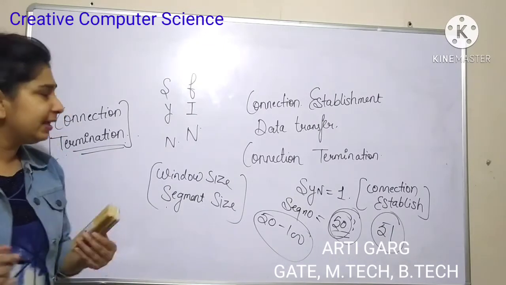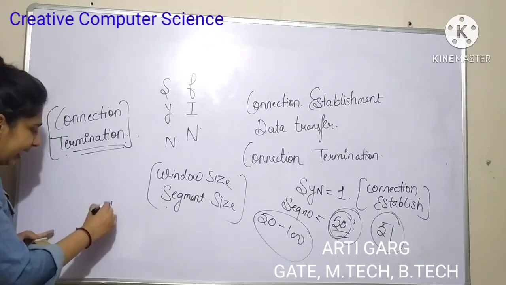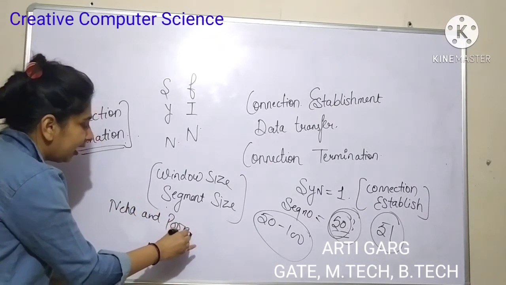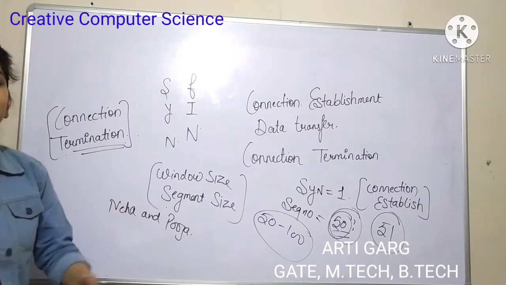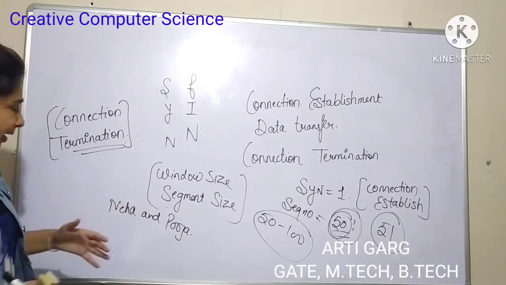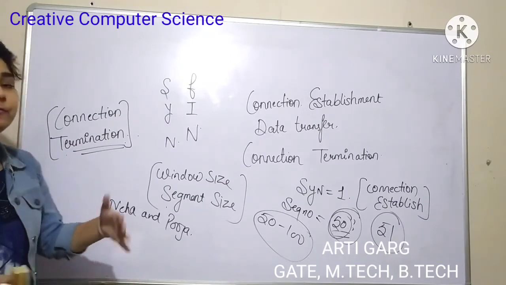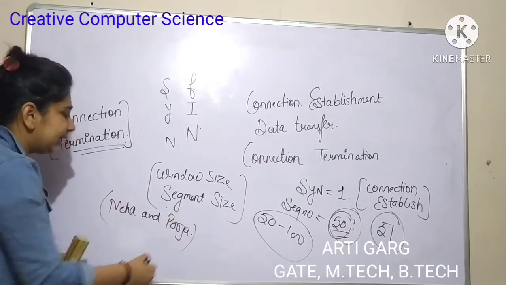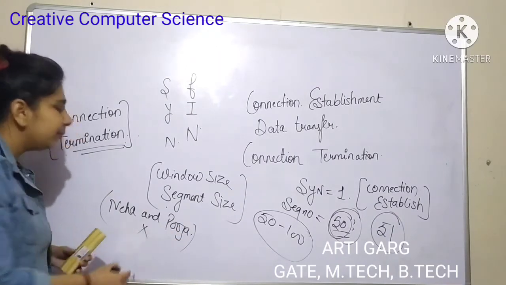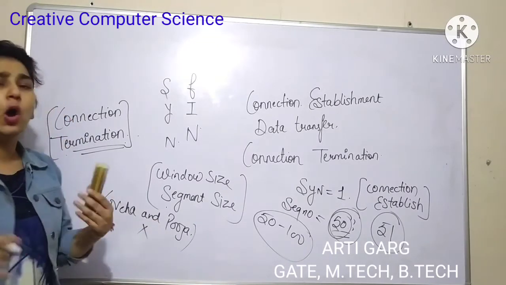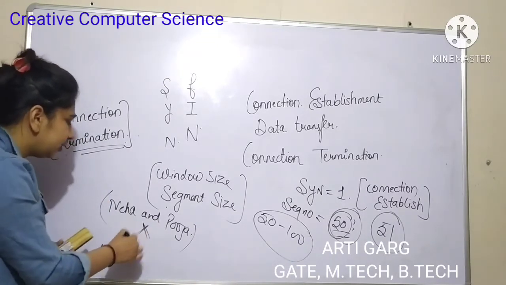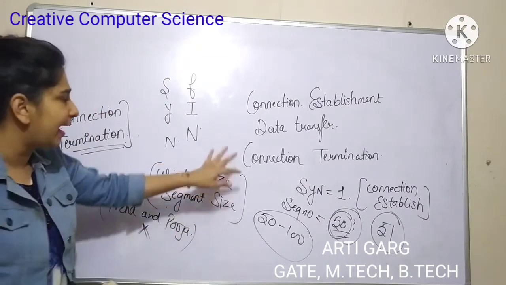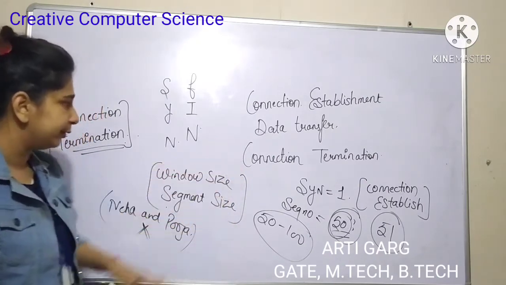What I mean to say is, let's suppose Neha and Pooja are good friends. They have a good connection with each other. But let's suppose at some point of time, due to some reason, they fought. Now what do they want to do? They want to terminate the connection. They don't want to talk anymore. That is the same idea here.